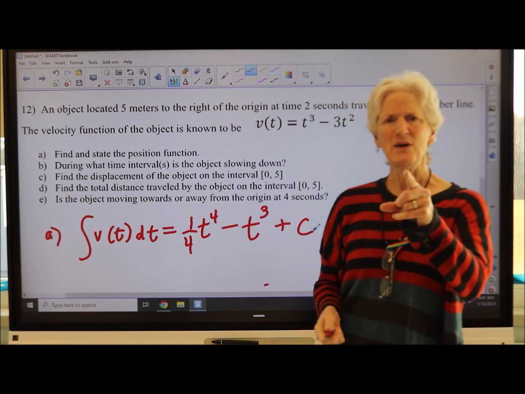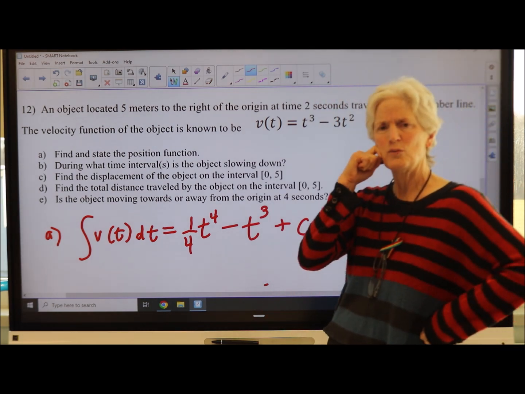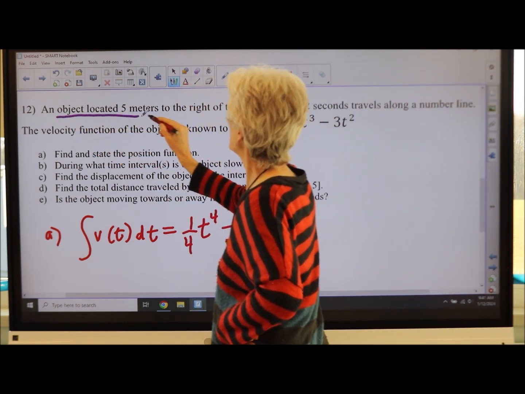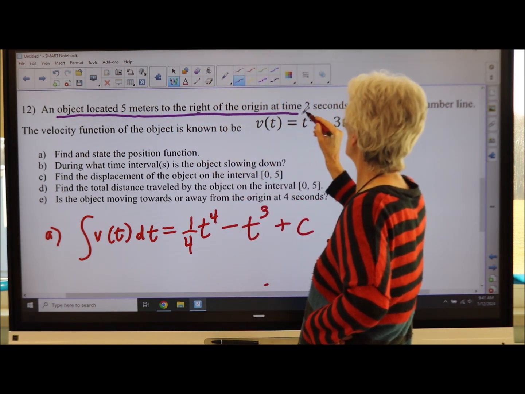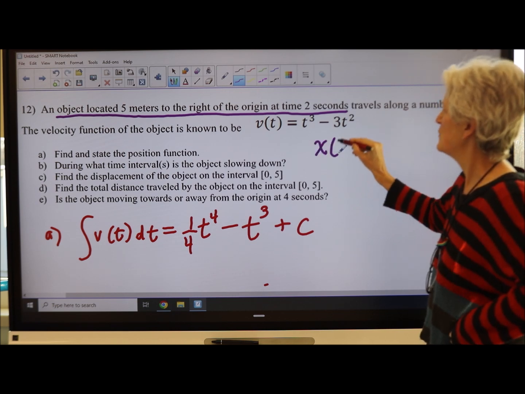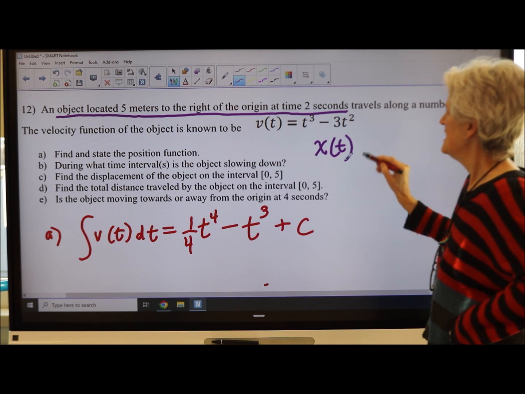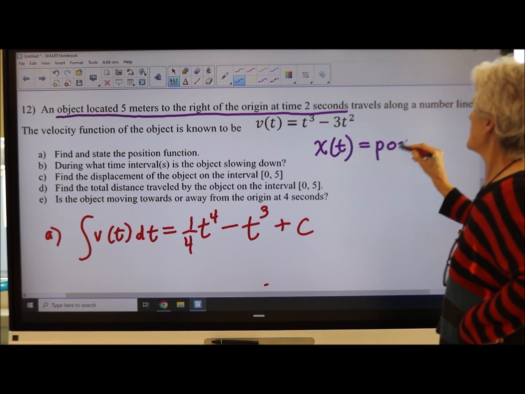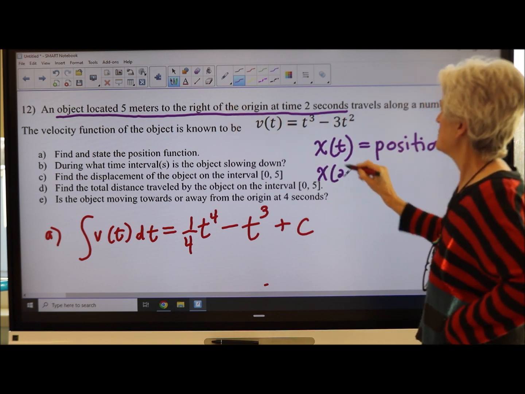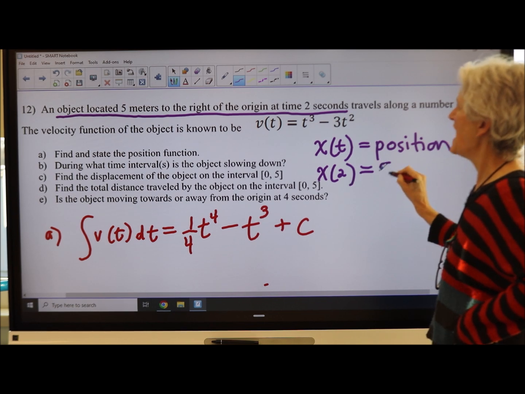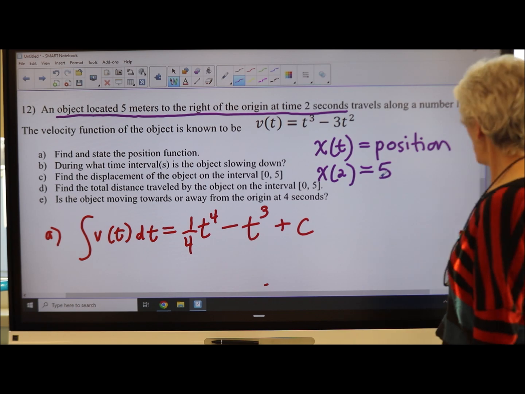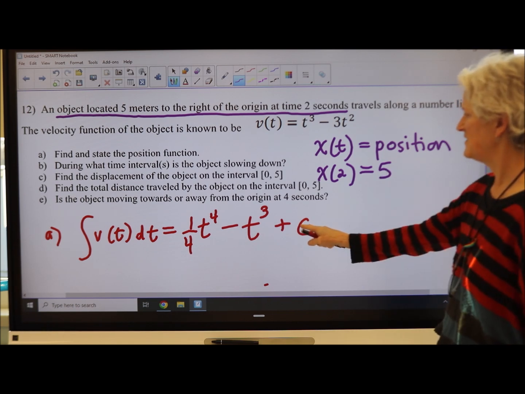All right, can we find what that c is? Let's see. Were we given information? I think we were, right here. An object located 5 meters to the right of the origin at time 2 seconds. That's saying, let's let x of t equal my position, right? So if x of t is my position, this is telling me that at 2 seconds, my position is 5. And it's a positive 5 because I'm to the right of the origin. All right, that's enough for me here to find my c.